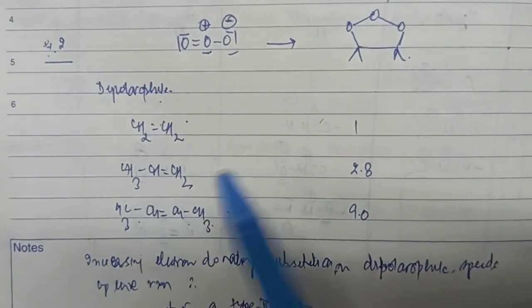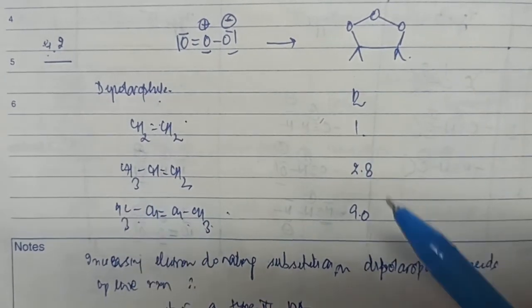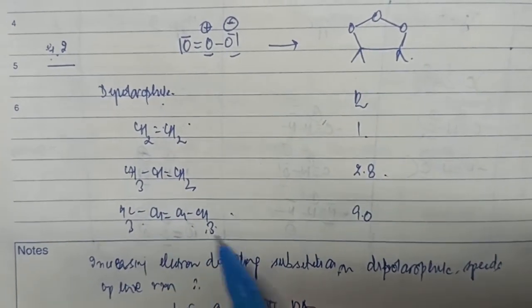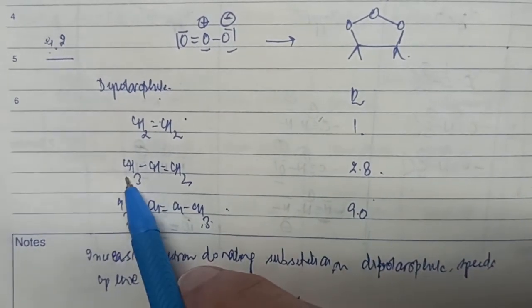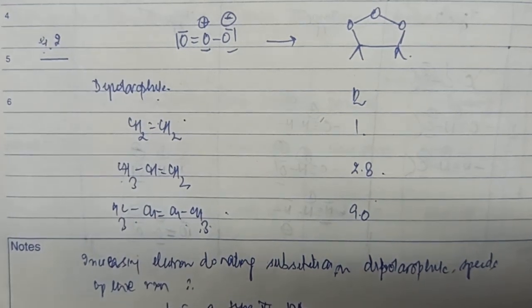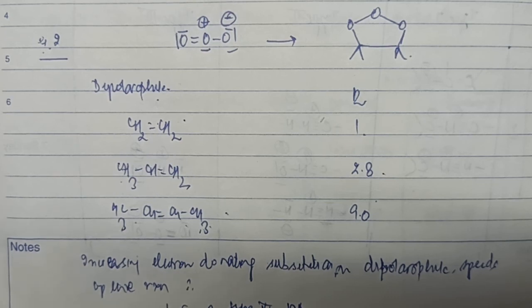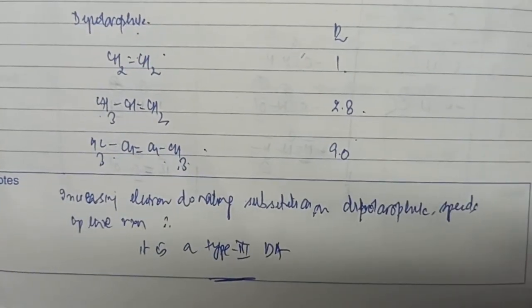With no substitution, the rate constant's value is 1. With a single methyl substitution, the rate constant increases. With two methyl substitutions, the rate constant further increases, which goes to show that increasing electron donating substituents tends to raise the HOMO of the dipolarophile, making the energy gap between the HOMO of the dipolarophile and the LUMO of the dipole smaller. As a result, this is a type 3 category which we are discussing in this particular case.